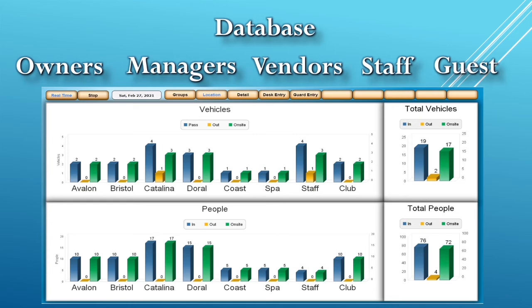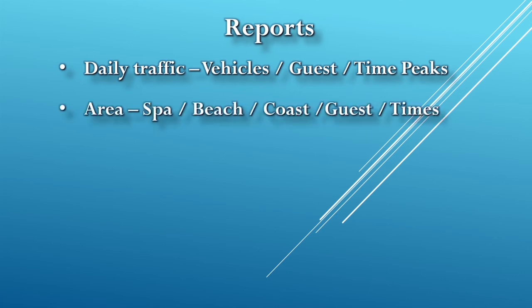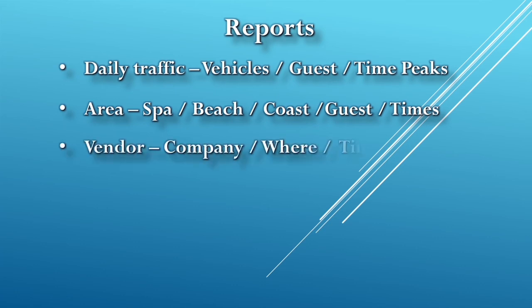Once you start tracking data, you can now use that in many different ways. The system is simply telling you where people are, how many people are in, how many people are out. Once you have a database, now you can start building reports. Things like a daily traffic report. So we can look at peak times through the gate. How many vehicles have come through? How many guests are here? What area are they going to? How many people go to the coast? How many people are directly out to the beach?